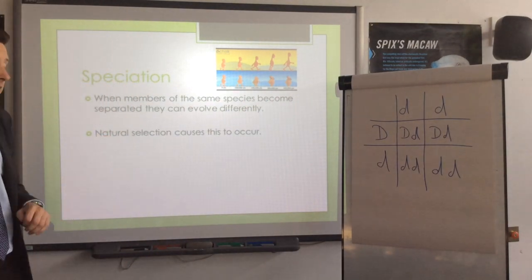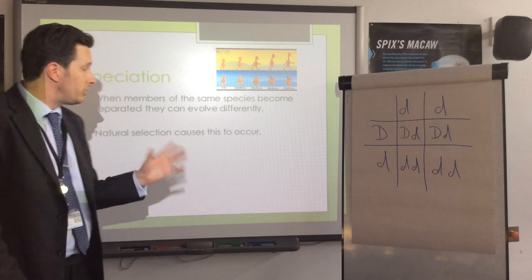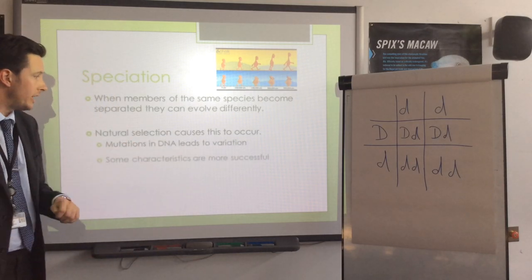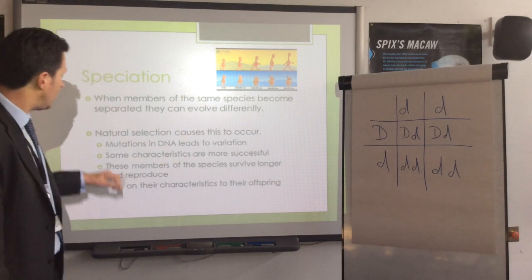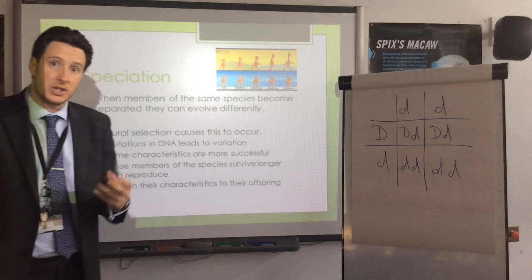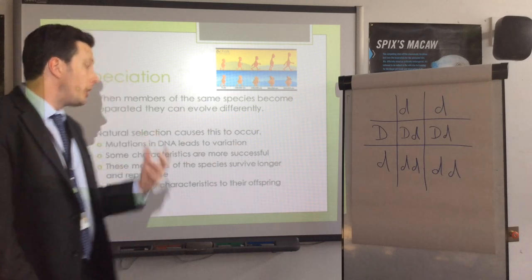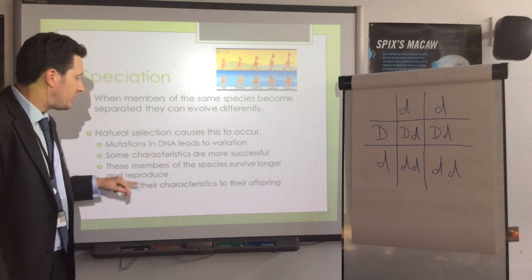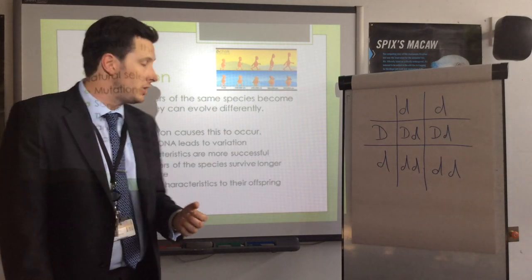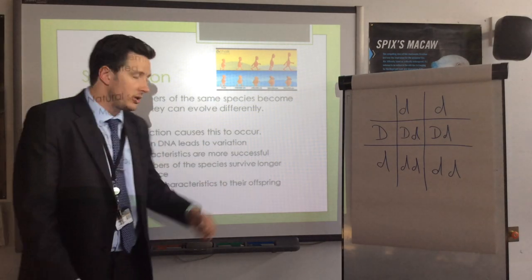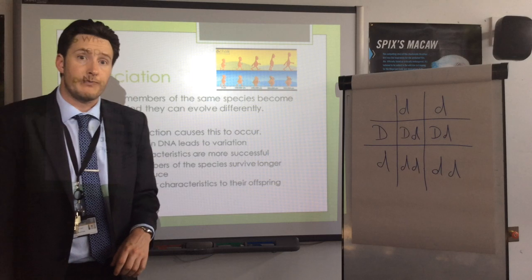It happens through natural selection, which is actually in core, but you still need to be able to talk about natural selection. Mutations in the DNA lead to variation. Some characteristics are more successful than others. Those individuals who have the successful characteristics survive longer and are able to reproduce, and then they pass on that characteristic to their offspring.